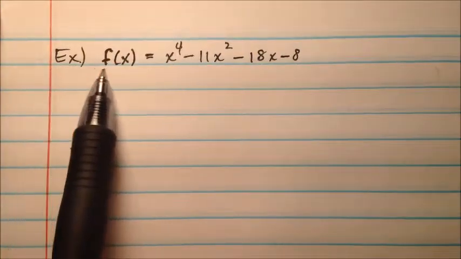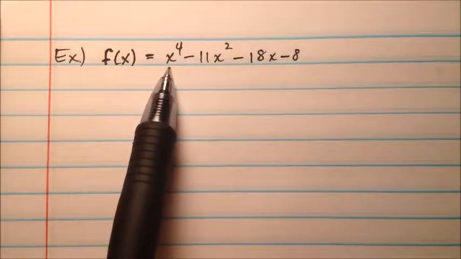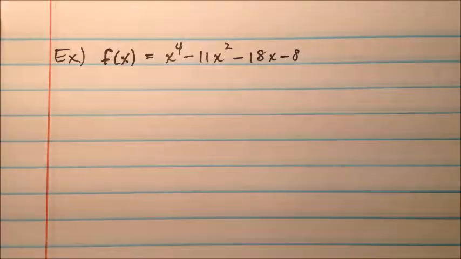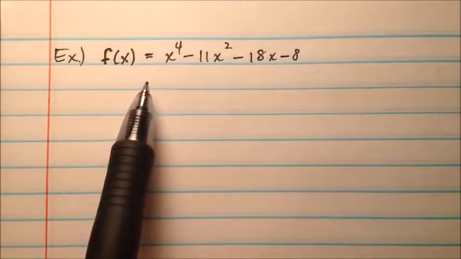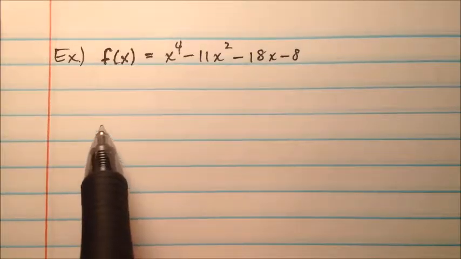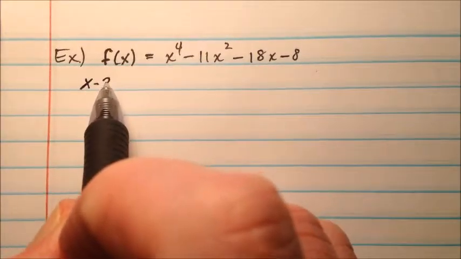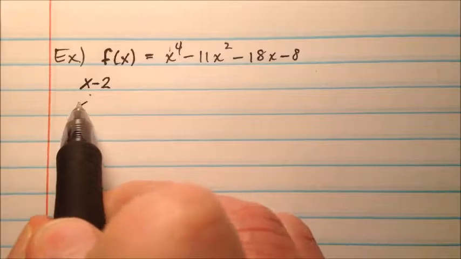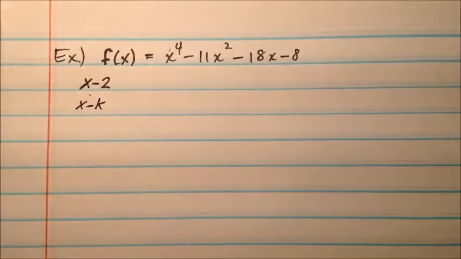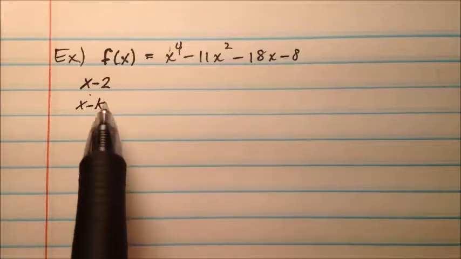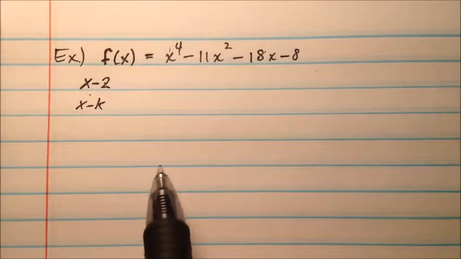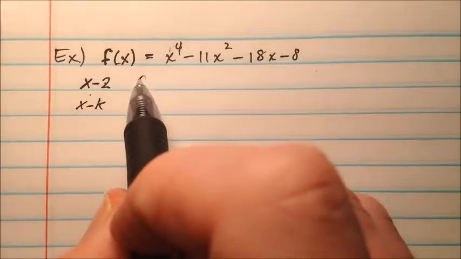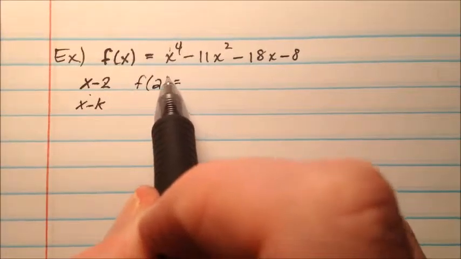So in this first example we have the function f of x equals x to the fourth minus 11x squared minus 18x minus 8. Based on the factor theorem and the remainder theorem, we can evaluate a function at some constant and see what the remainder is going to be. So let's think about dividing this polynomial by x minus 2. As x minus k is our form for the binomial we're dividing by, our value of k is 2. So we can tell if there's going to be a remainder by finding f of 2.